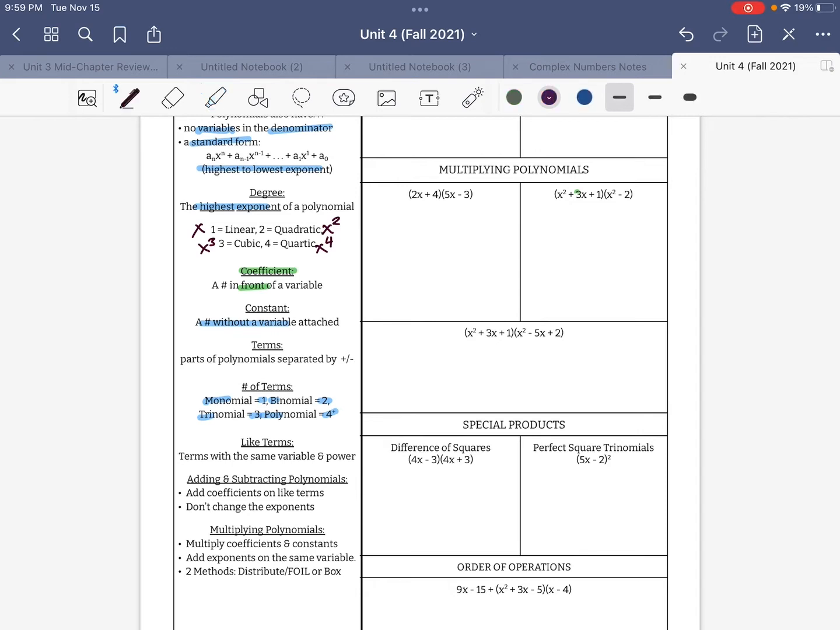And then last thing is like terms. They are the ones that you're allowed to add together. They just have to have the same variable and power. And we're going to go ahead and add and subtract some polynomials. All you do is you add the coefficients of like terms, but you don't change the exponents. So let's go ahead and get into a couple of these so that it makes a little bit more sense. And I'm going to clean this up just a little bit. There we go.